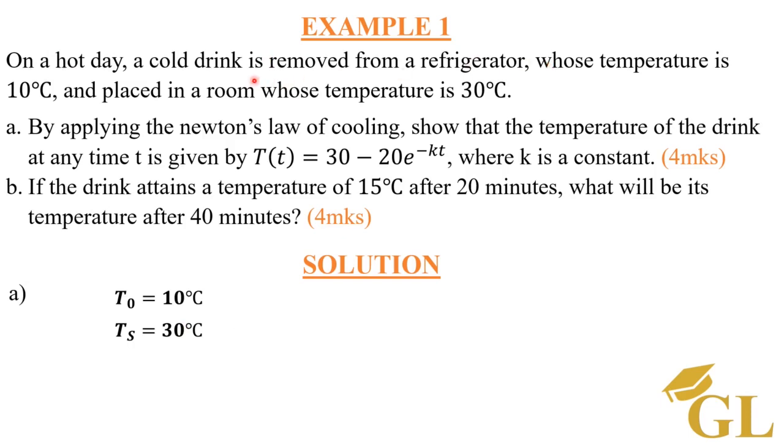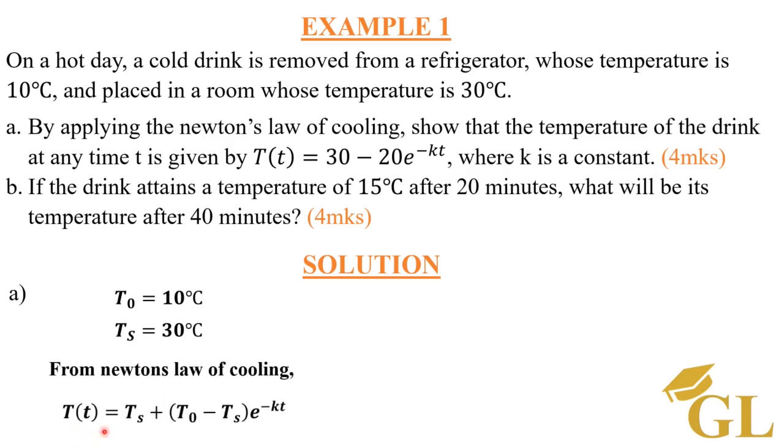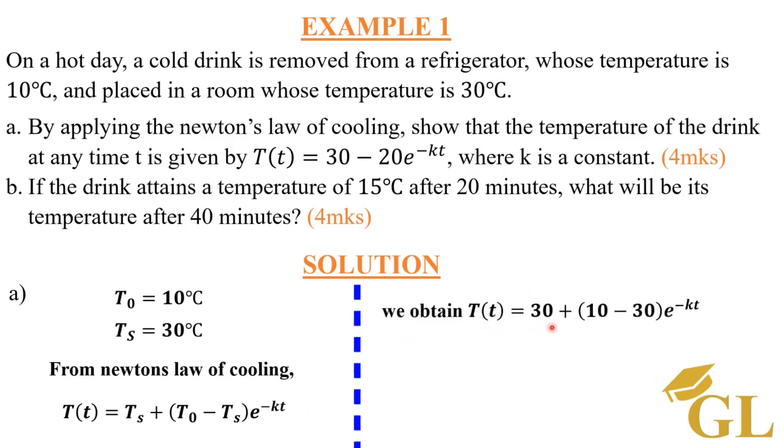And it is clear in the question, since the drink was just removed from the refrigerator, that its initial temperature when it is placed in the room, which is its surrounding, is 10 degrees Celsius, and the temperature of the room is 30 degrees Celsius. So now from Newton's law of cooling, which says that the temperature of the drink at any time t equals the temperature of the surrounding plus the initial temperature of the drink minus the temperature of the surrounding multiplied by e to the negative kt, we obtain T(t) equals 30 plus (10 minus 30) times e to the negative kt.